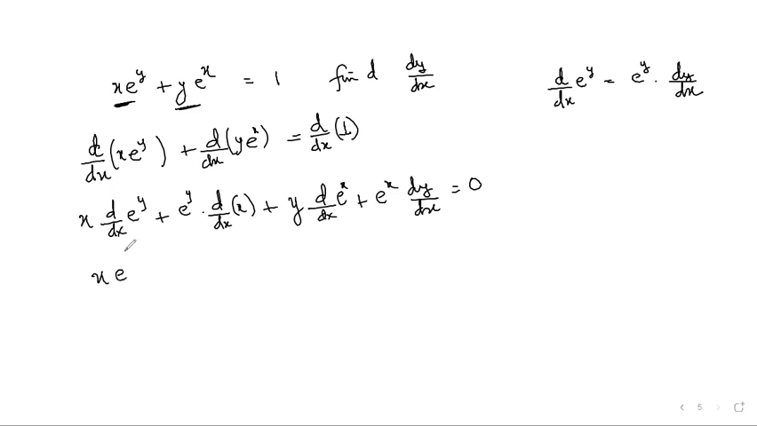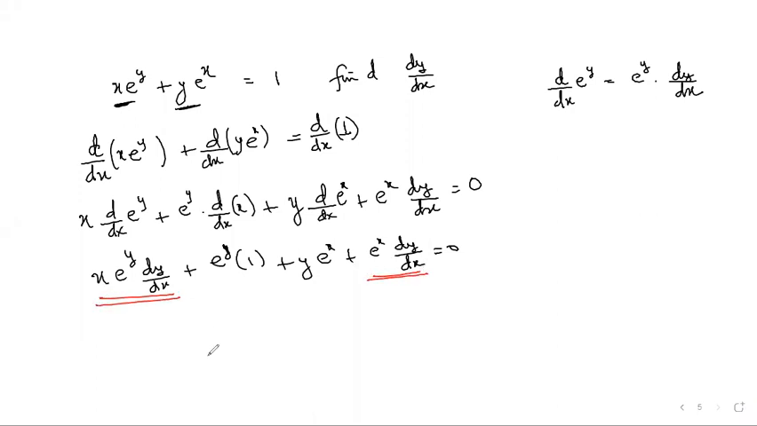So x into e raised to y derivative of y, e raised to y into 1, y into e raised to x, e raised to x into dy by dx equal to 0. Now there are how many terms with the dy by dx? 2 terms. Bring both the terms together. x e raised to y dy by dx plus e raised to x dy by dx is equal to minus of e raised to y plus y e raised to x.